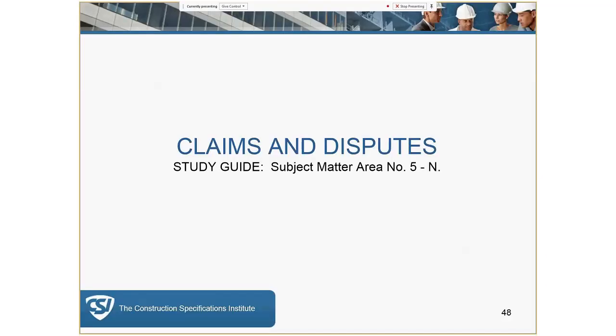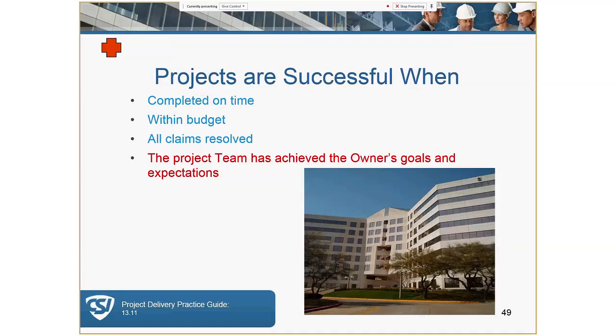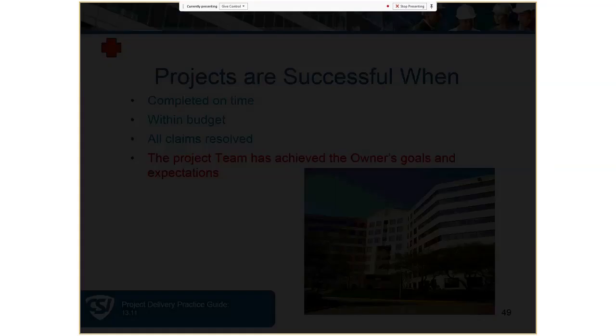Claims and disputes. Projects are successful when they're completed on time, on budget, and all the claims are resolved. The project team has achieved the owner's goals and expectations. That's a good sign that you've completed the project successfully.